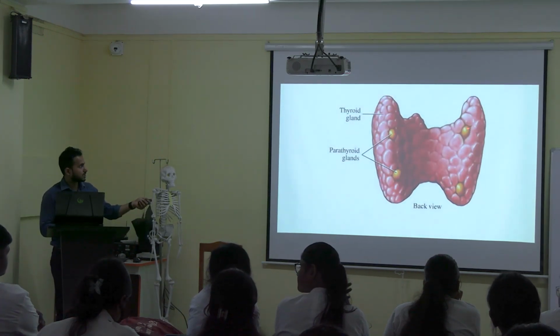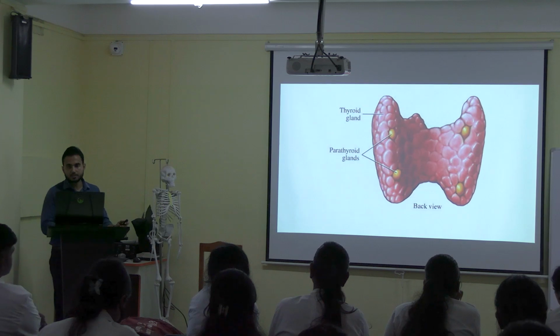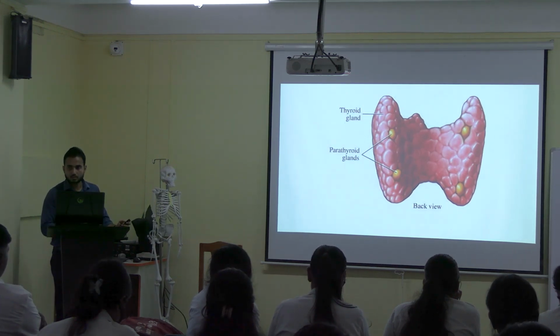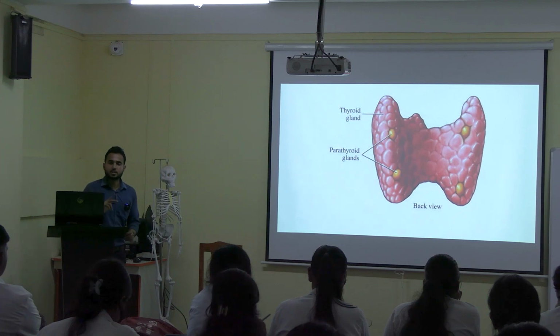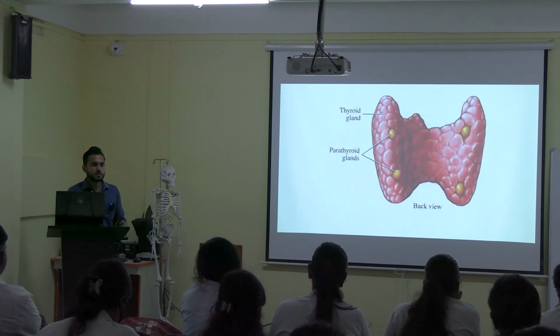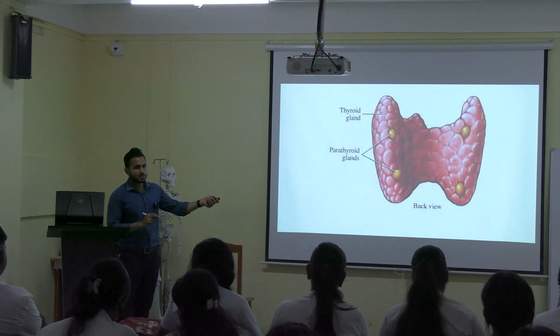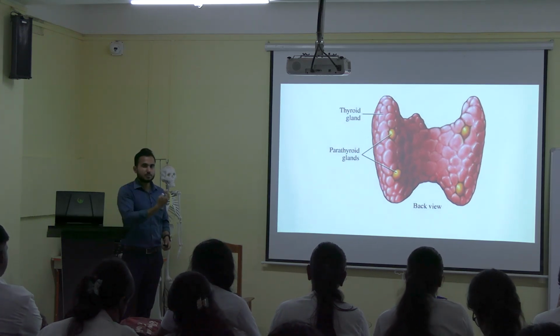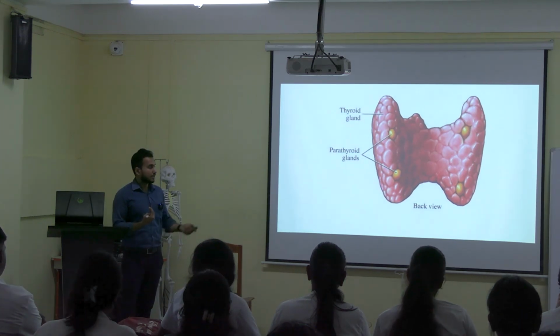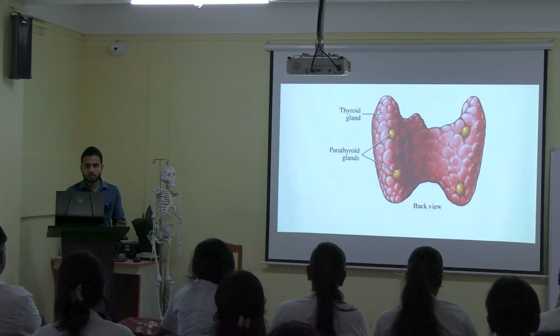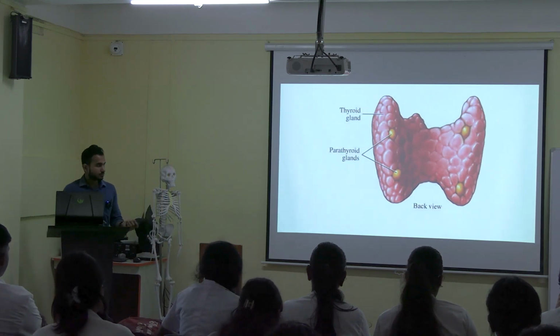Here you can see the location of the parathyroid glands. This is the posterior view of the thyroid gland. As I have mentioned, how many lobes are there in the thyroid gland? 2 lateral lobes. See, this is one lobe, this is one lobe, and they are connected by the isthmus. In this posterior view, you can see the parathyroid glands. Total 4 parathyroid glands are there.